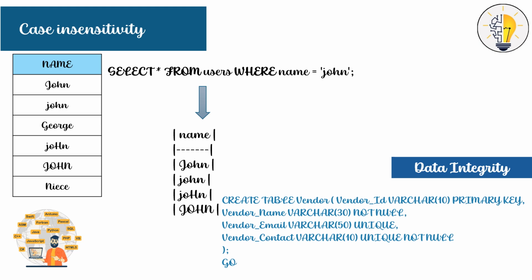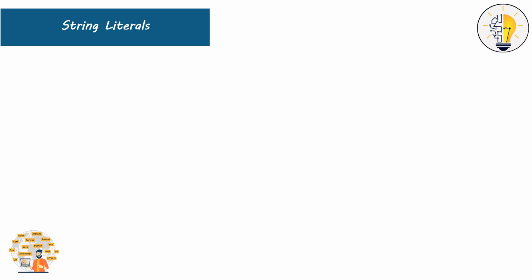Moving on to the next rule, string literals. If something is mentioned in single quotes, we term it a string literal. So this is a string literal, this is a string, this is a string. Even 'select from' inside the quotes means it is a string literal.